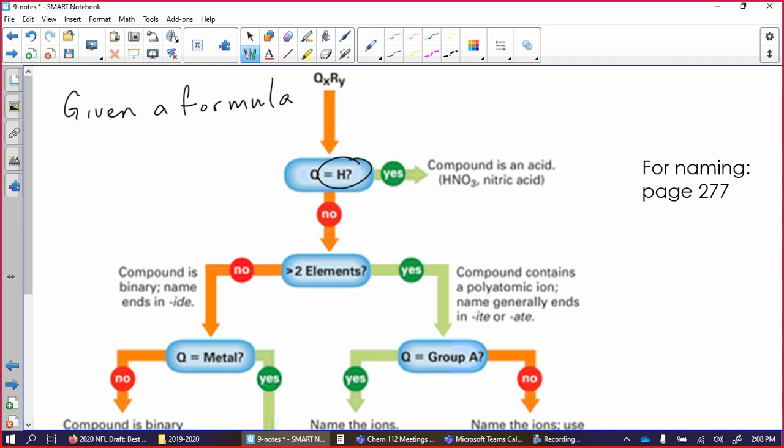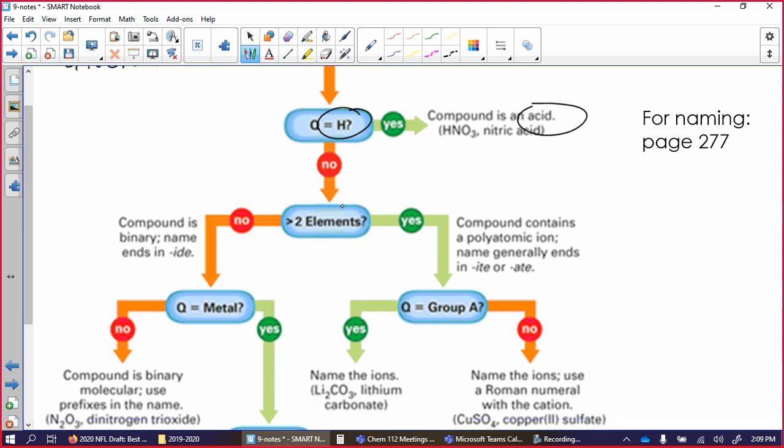The first thing, if it starts with H, we go straight to acids. That's the first thing. If I'm looking at practice 7 or 8, I'm going through the formulas and looking for the H's because that tells me it's an acid. I use those rules, do those on their own. And then it says greater than 2 elements. So that means 3 or more. If it has more than 2, it's going to be a polyatomic ion.